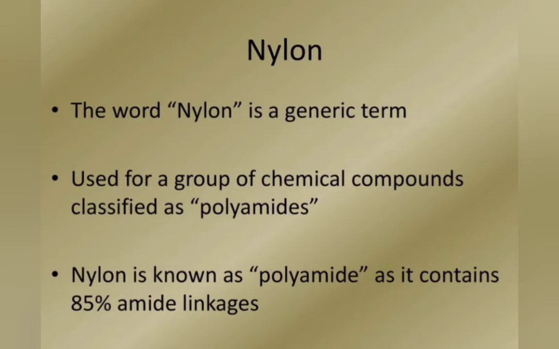The word nylon is a generic term. That means it has an actual chemical name. What is that? The chemical name is polyamides. That means it is used for a group of chemical compounds classified as polyamides, as it contains 85% of amide linkage. So we can consider amide is the monomer, and adding too many amides we are getting polyamide, which is the chemical name of the nylon.